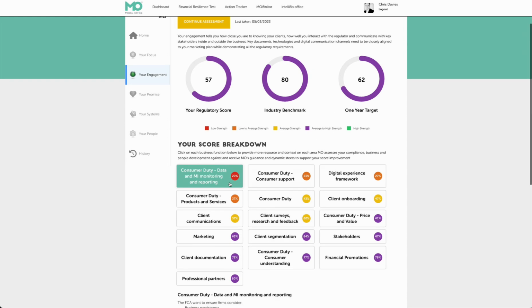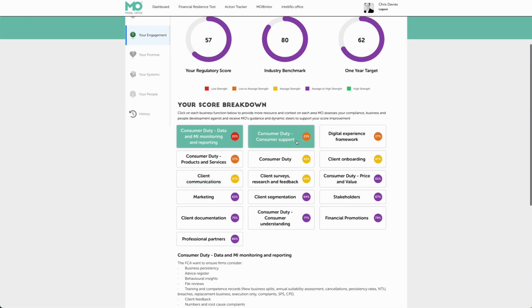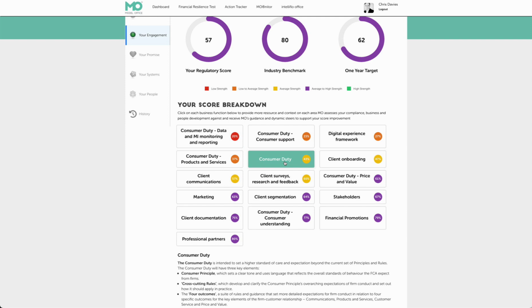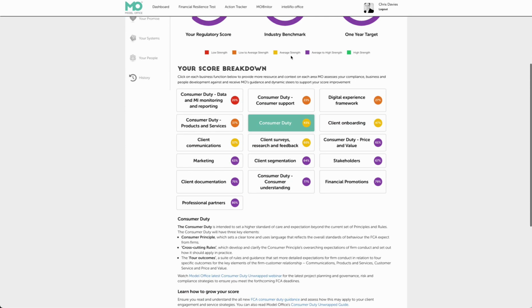Below here, you've got the business functions across this particular regulatory key, your engagement, and the scores against those individual business functions. So here you've got the consumer duty, data and MI monitoring and reporting, from lowest score to highest score down here, depending on the areas that you're assessing yourself on. And the key issue with this is that you can click onto any of these areas. So if you go to the general consumer duty area, for example, 43%, that's an average strength.